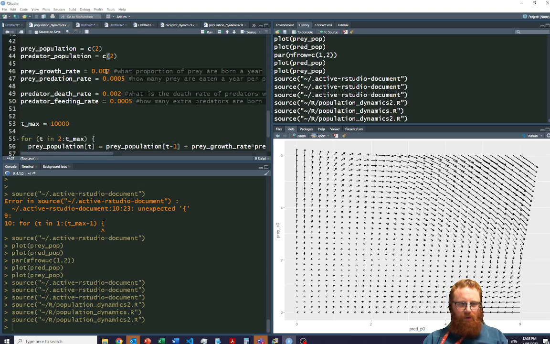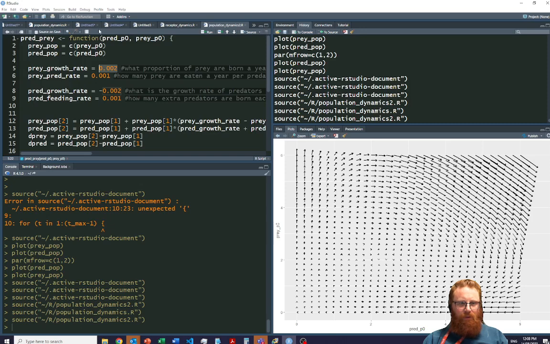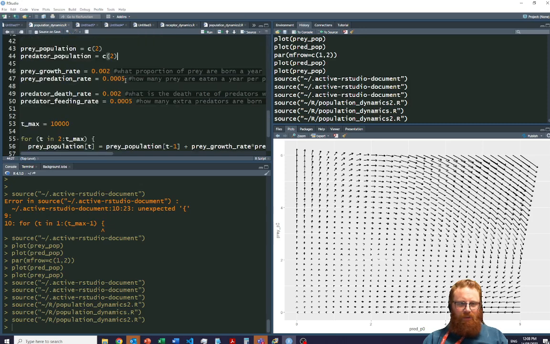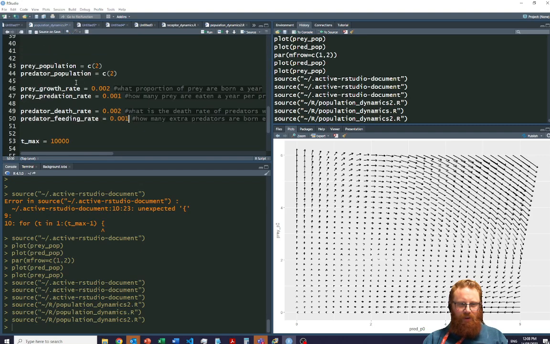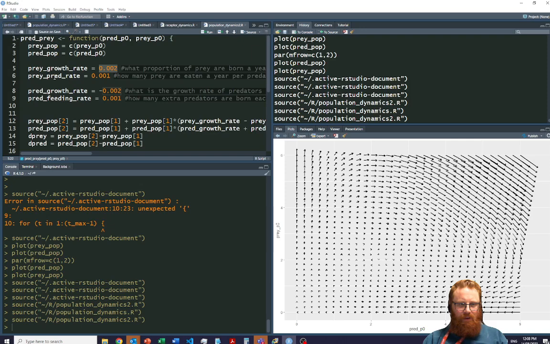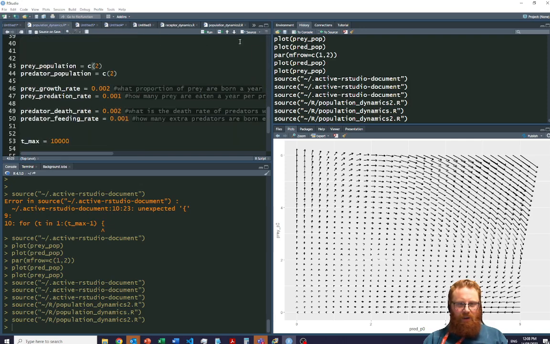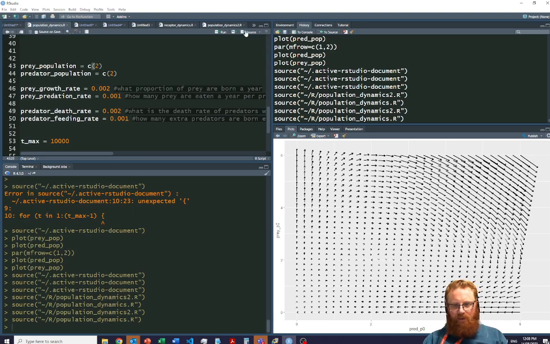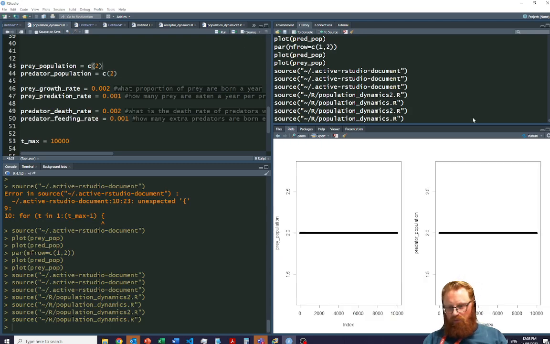0.002, 0.001. And that's the feeding rate and the predation rate. Feeding rate. All right, good. Okay, let's try that again. There we go. Perfect flat line. That is the stable population, right?